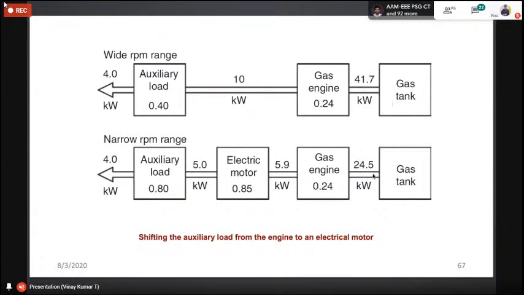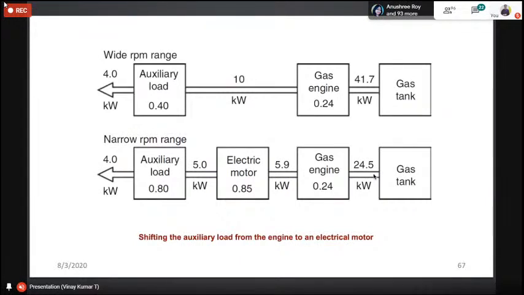Here in case of hybrid electric vehicle, it is taking 24.5 kilowatt power only. Then what is the main advantage of the hybrid electric vehicle? We can save fuel, we can save cost, right? By using this mathematical expression we can understand what is the significance of hybrid electric vehicle compared to IC engine based vehicle.